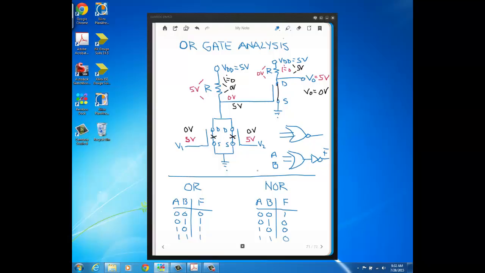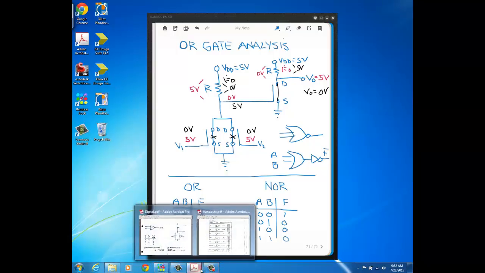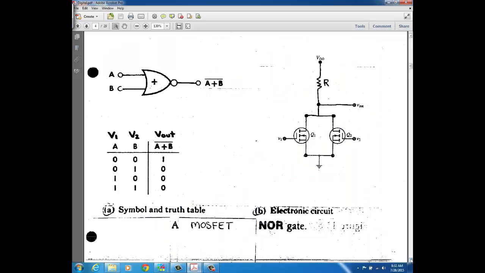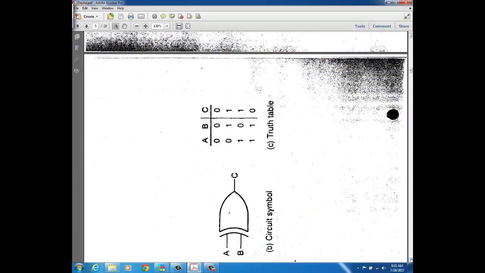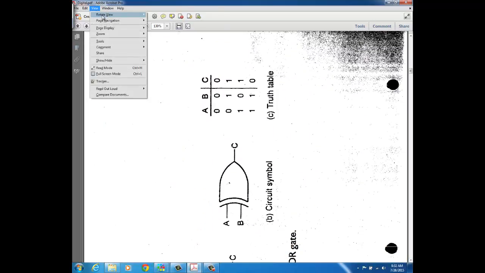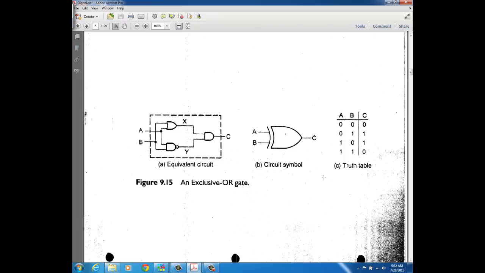Alright, well, there are other types of logic gates. Let's look at some others here. This is an exclusive OR. Now, the gates we've covered up to this point, the NOT, AND, OR, NAND, and NOR, those 5 gates are referred to as the basic logic gates.